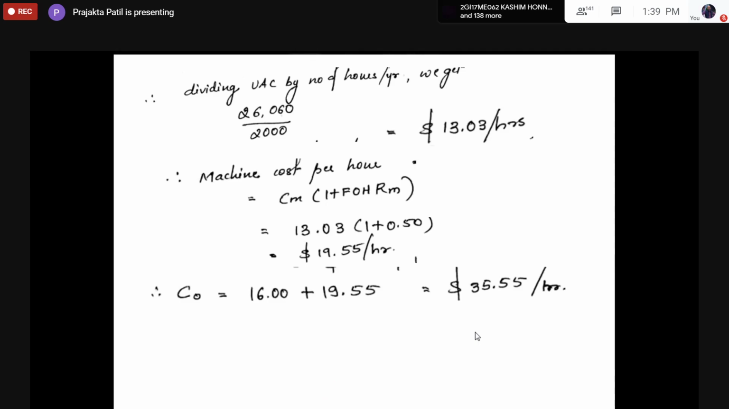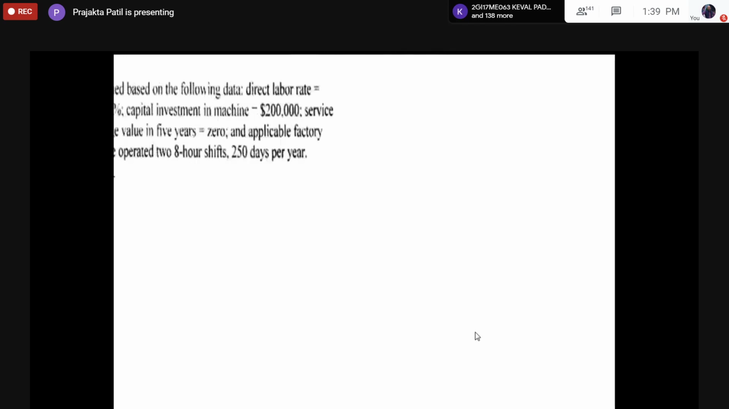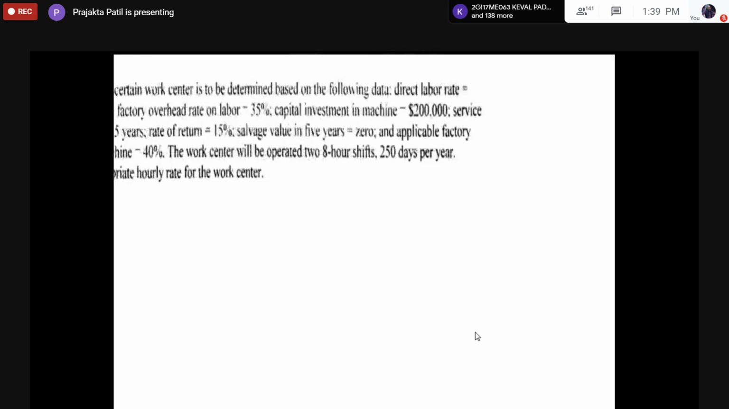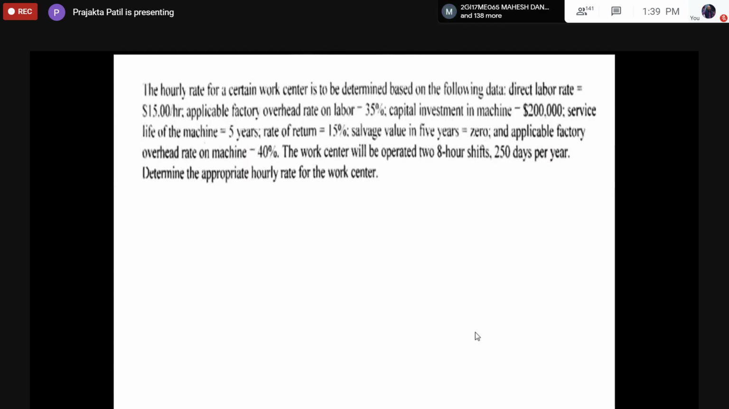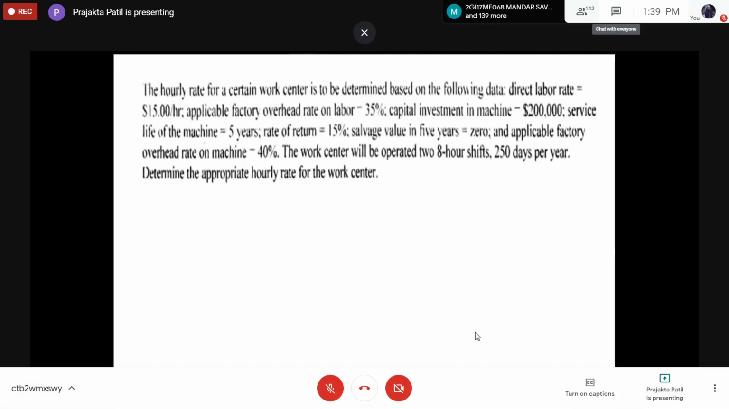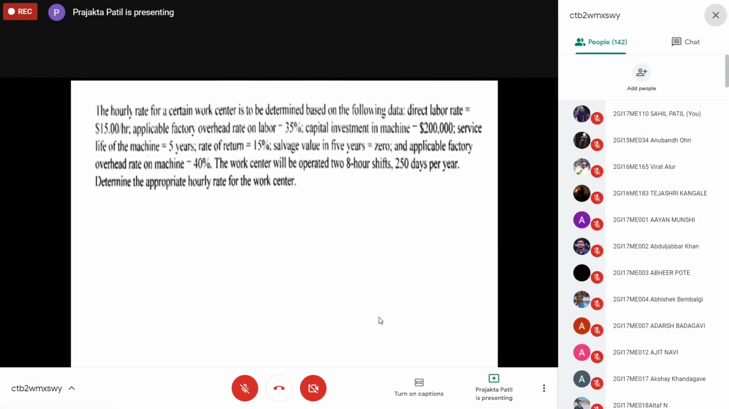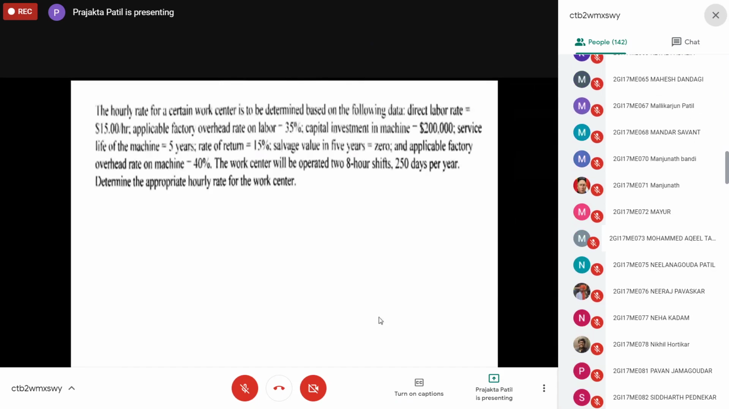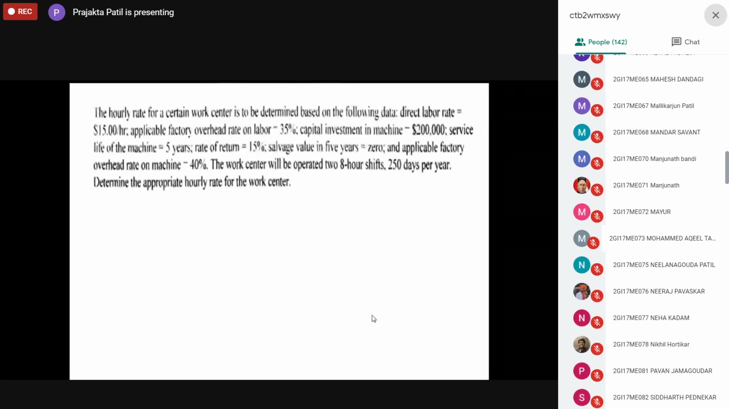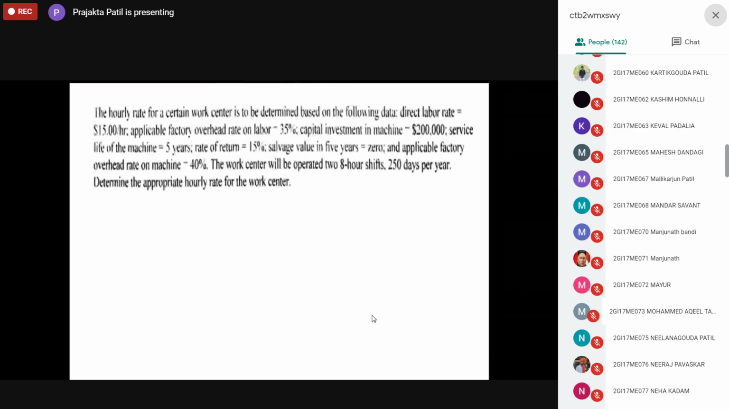Okay. So this is a solved problem from the textbook, and this is an unsolved problem from the textbook, problem number 3.14. Same as we solved the previous problem, you have to solve this. I'm just showing you the solution. You can note down the answers and solve it yourself later.